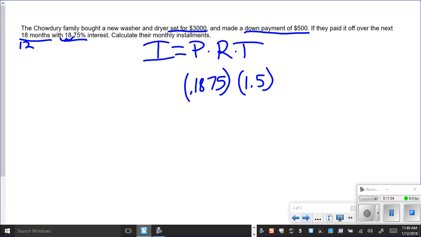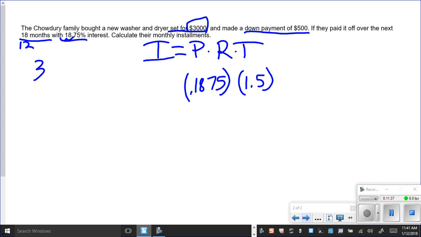Now, how do we find the principal? Well, we have to find the principal by taking this $3,000 and subtracting 500. A down payment represents the amount of money you pay towards the new washer and dryer. So you go in the store, you don't have enough money to pay for all of it, but you did save for a couple of months. So you're going to put $500 up. That's going to be less money you have to pay back, and then you're going to pay the rest.